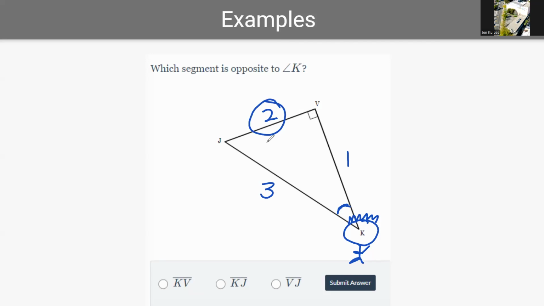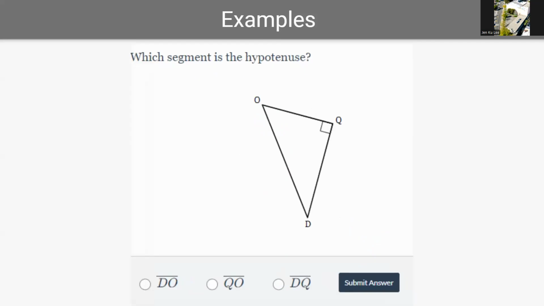So your answer, and you guys would just go VJ and just submit your answer like that. Okay, simple, really simple. All right, next one over. Which segment is the hypotenuse? 1, 2, or 3? 3? Yes. So it's OD or DO. So check that box and then just submit your answer there.